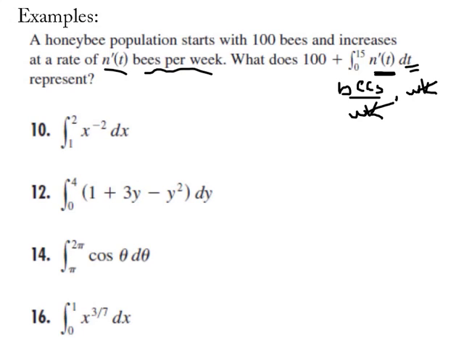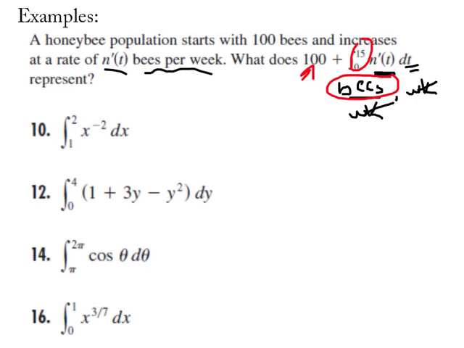So all that integral represents, and I'll say it, you can write it, is the number of bees that you accumulate during the first 15 weeks, from 0 to 15. And don't forget, you would have to add 100 to that because you already had 100 bees. So if this integral worked out to be 75, then at the end of 15 weeks you have 175 bees.